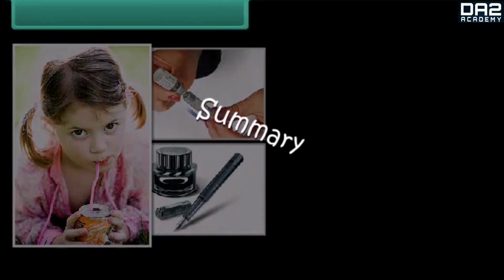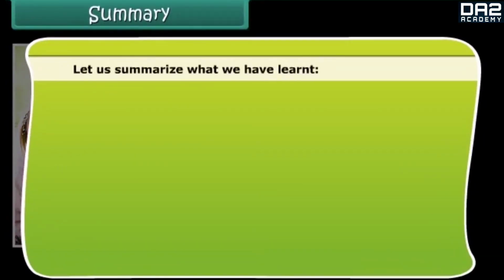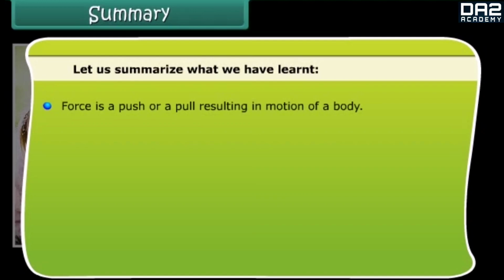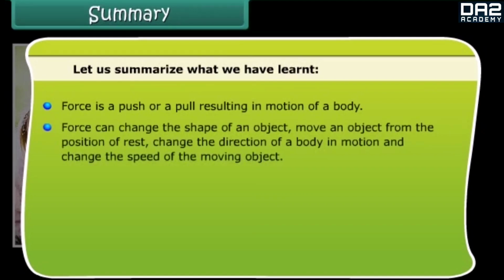Summary. Let us summarize what we have learned. Force is a push or a pull resulting in motion of a body. Force can change the shape of an object, move an object from the position of rest, change the direction of a body in motion, and change the speed of the moving object.